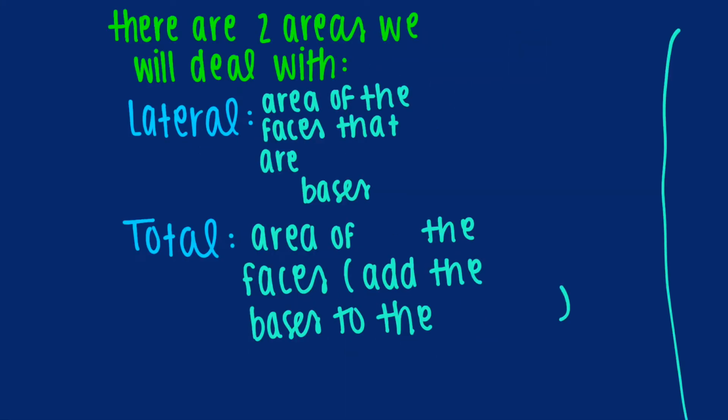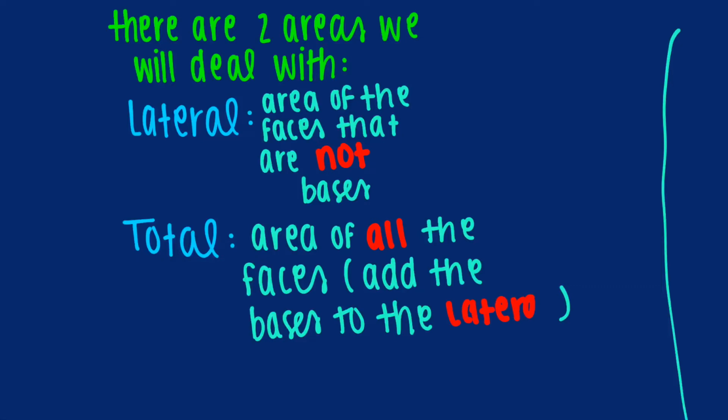So since we are going to deal with lateral and total surface area here, I did kind of break it down to talk about it a little bit more. The two types are first lateral, and that is the area of the faces that are not bases. So all the areas that are not included in the name. And the total area is the area of all the faces. So you're going to add the bases to the lateral.